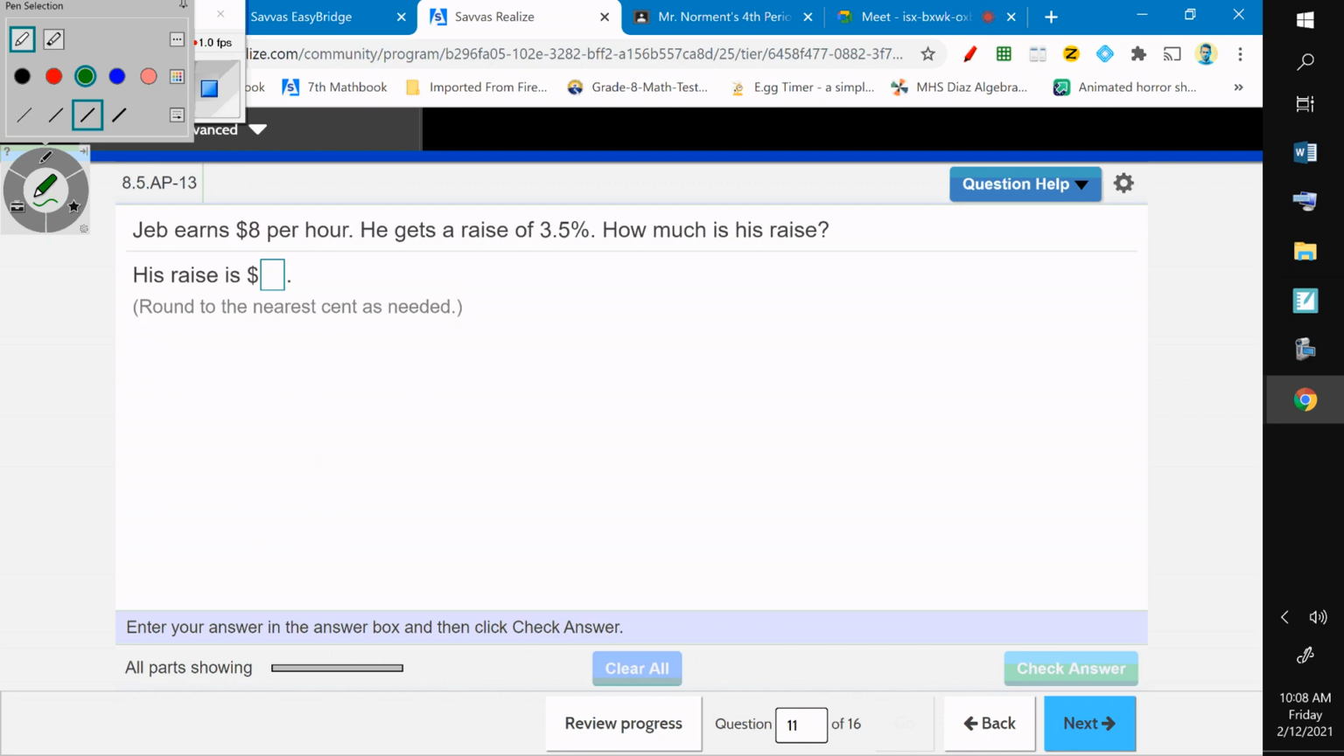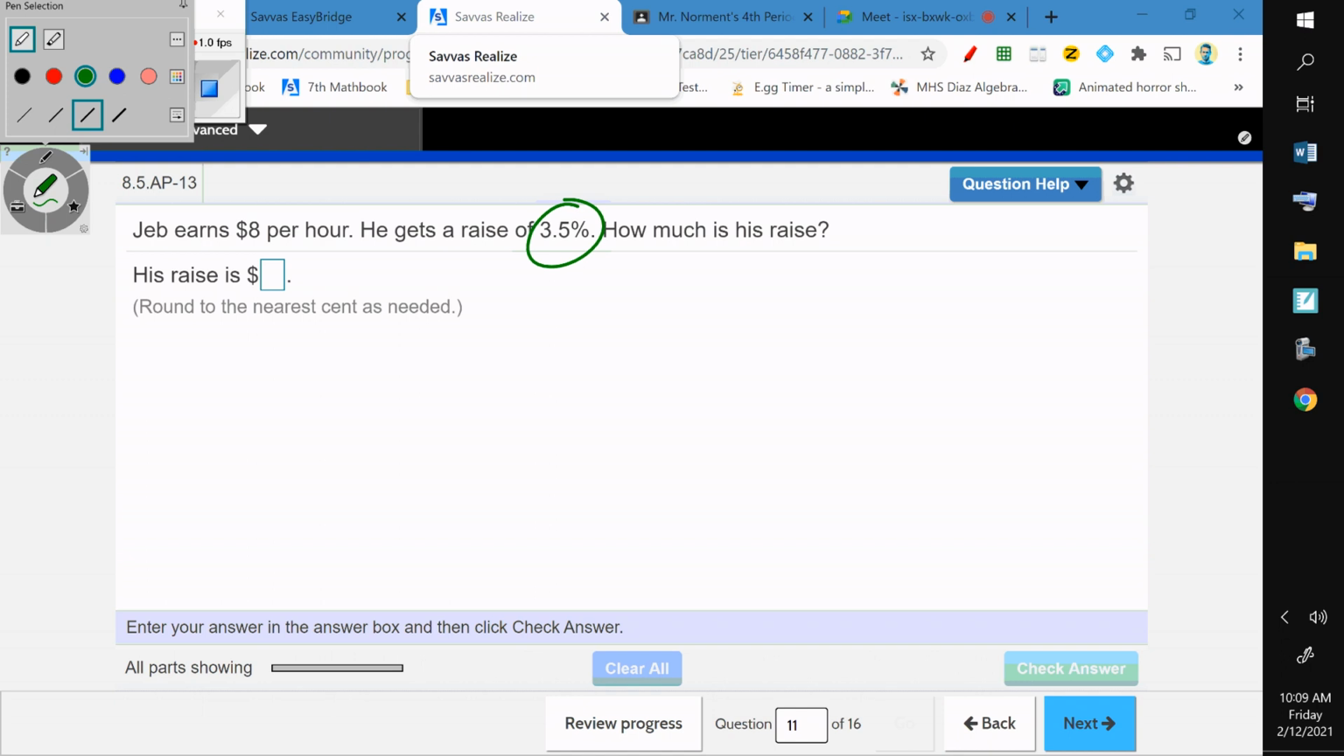Jeb earns $8 per hour. He gets a raise of 3.5%. How much is his raise? You're just going to take this, move the decimal 2 places to the left. You're going to take this number times 8, and that's going to give you your answer, okay? And that's a 5.